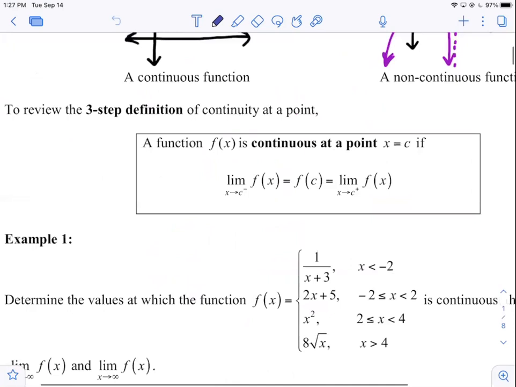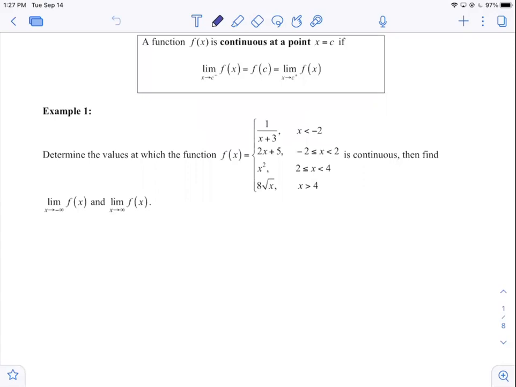Well, we got to review continuity at a point, and we already just did that with the test, right? Road, bridge, road. Limit from the left of c, f of c, limit from the right of c. Calculate them all. If they're all the same, all three of them, the function is continuous at a point. So example 1, I think we could benefit from this. This is just kind of review. This is like what we just did on the test.